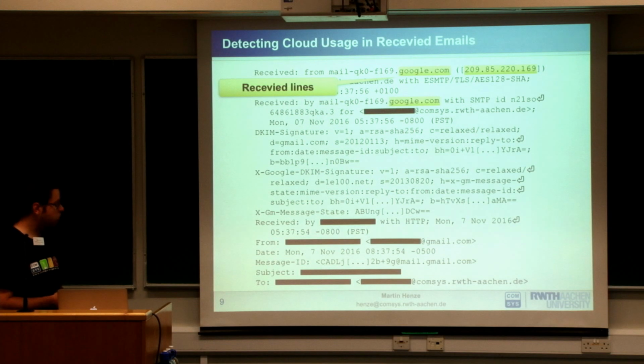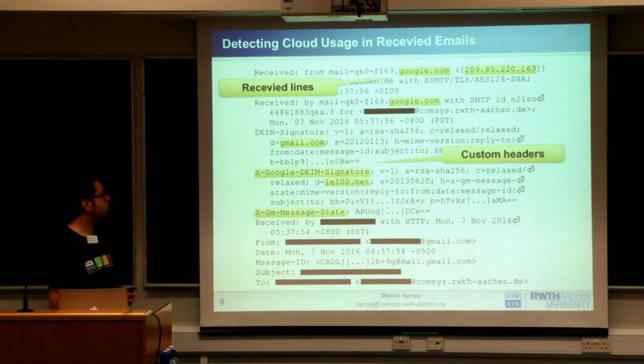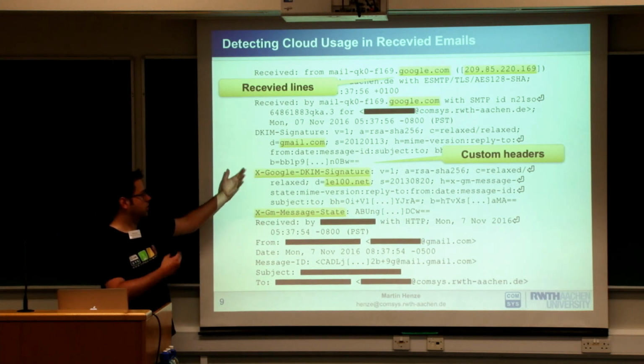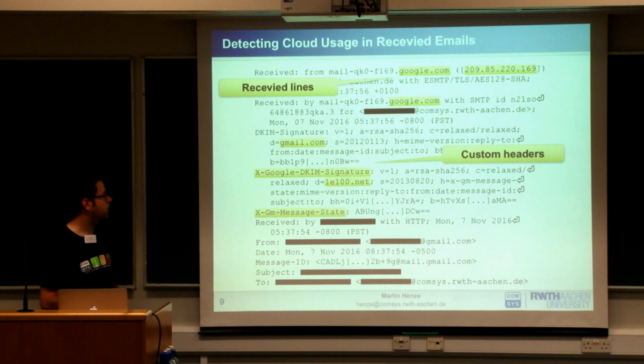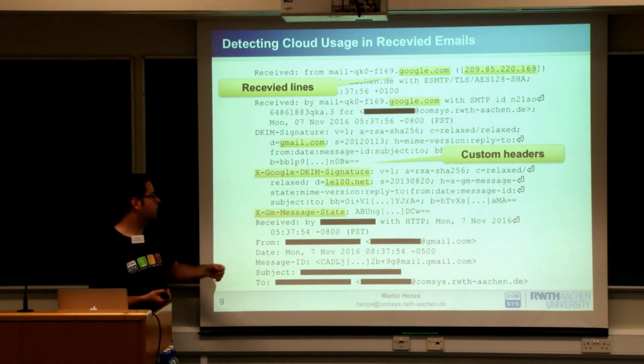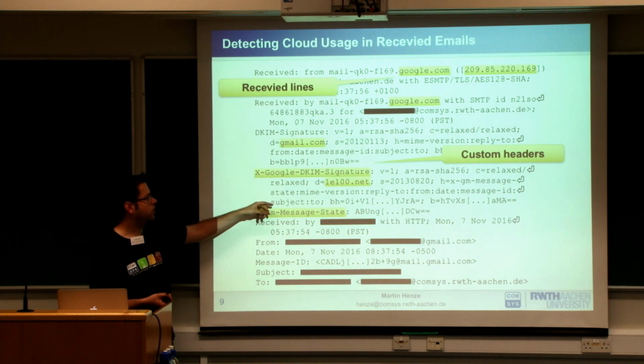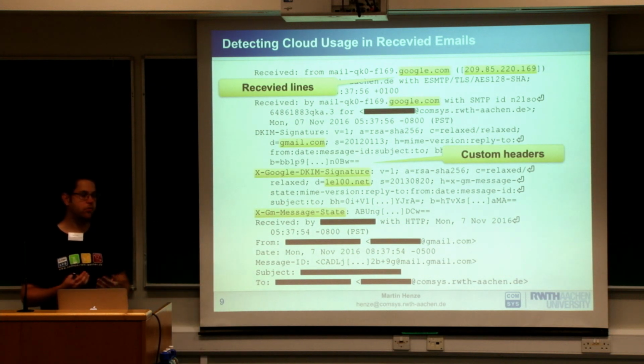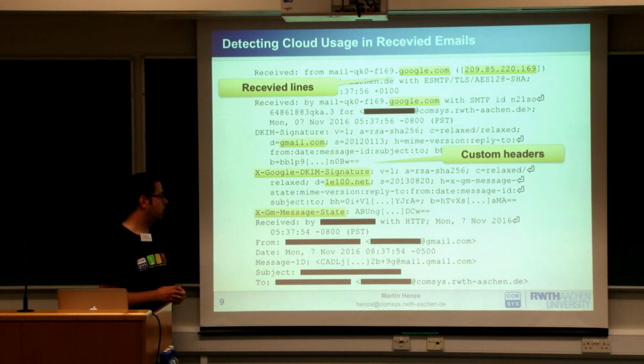What you also see is there are some fields that are not really mandatory, so we call them custom header fields. You have this DKIM signature and the Google way of doing the same thing, which essentially is used for spam protection. This is actually a signature over the header, and you could verify that this email really comes from a Google server, and if not, you can just drop it.